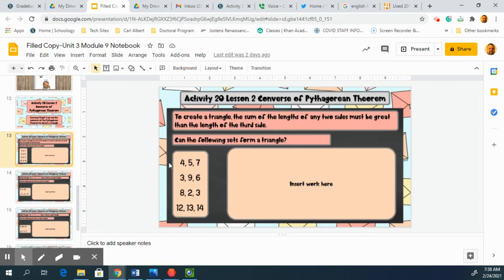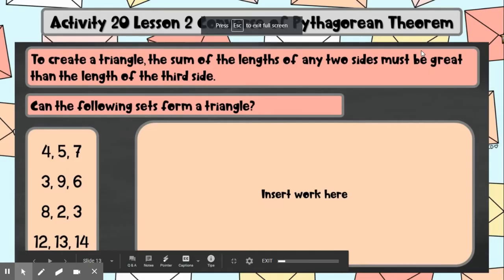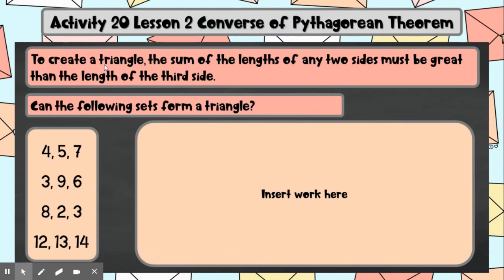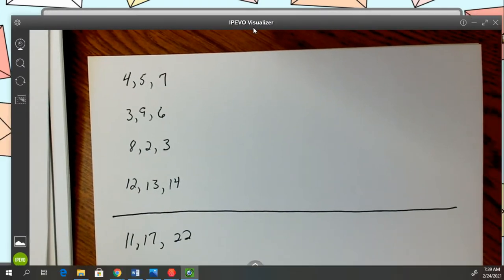So the first thing is to create a triangle: the sum of the lengths of any two sides, and most of the time I pick the smallest two sides, must be greater than the length of the third side. Can the following sets form a triangle? So what we're going to look at here is we have four sets of numbers.